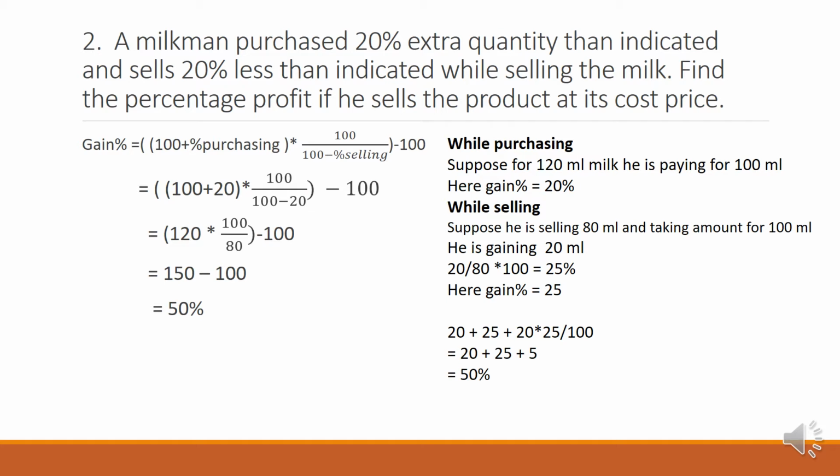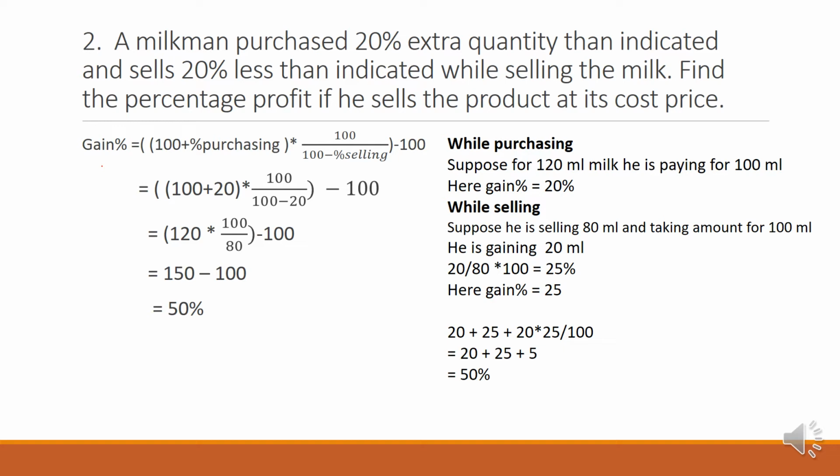Here, a milkman purchased 20% extra quantity than indicated and sells 20% less than indicated while selling the milk. Find the percentage profit if he sells the product at its cost price. So we can solve this using two methods. First one is using the direct formula method.